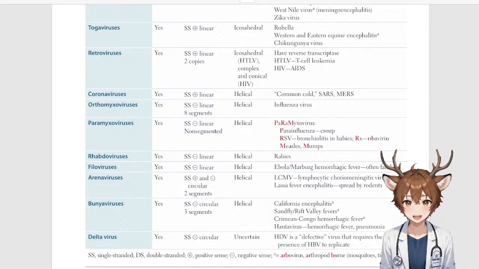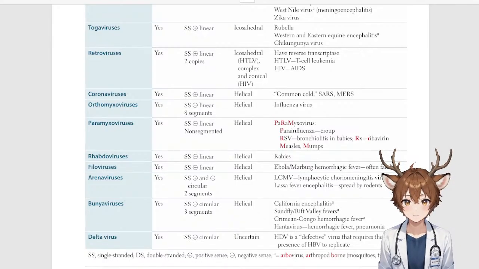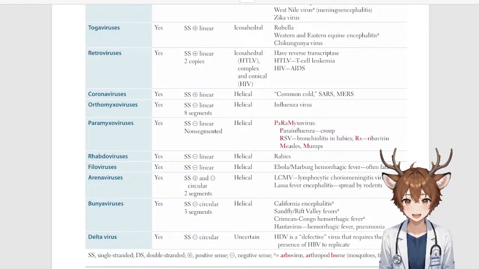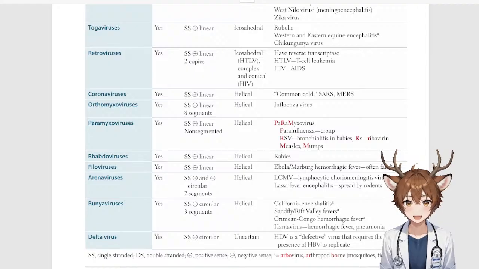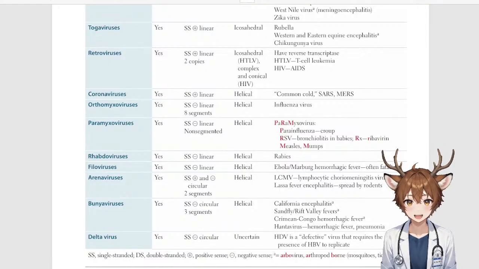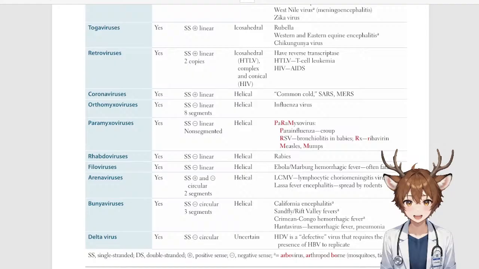So coronavirus, you said common cold, SARS, and MERS. So there's a little bit of an addition in recent years to that. So, yeah, COVID-19 is included. Orthomyxovirus. It is an enveloped, single-stranded, negative sense, linear, multi-segmented influenza virus. What about paramyxoviruses? They are enveloped, single-stranded, negative sense, linear: parainfluenza, which is croup, RSV, which is bronchiolitis in babies, and measles and mumps.